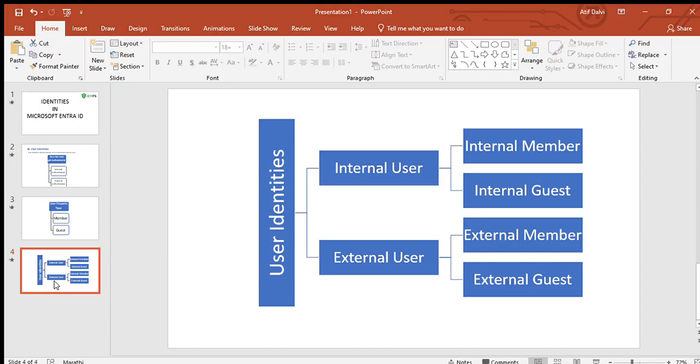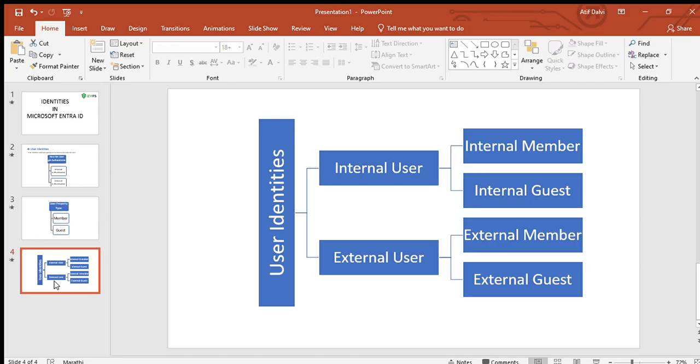The internal user is further divided into internal member and internal guest, and external user is further divided into external member and external guest. So let's have one by one. Internal member. Now, what is the internal member? These are typically considered employees of the host organization.